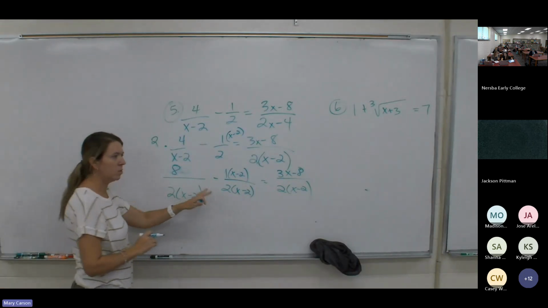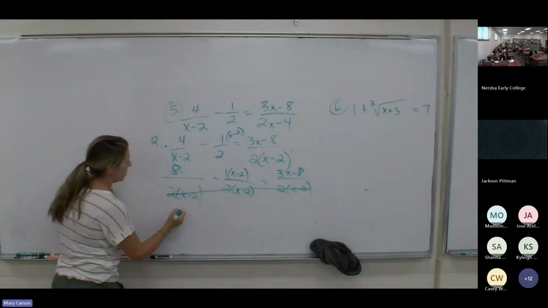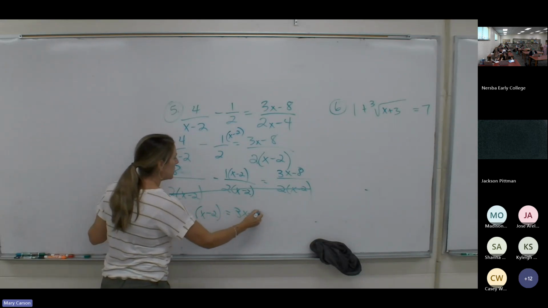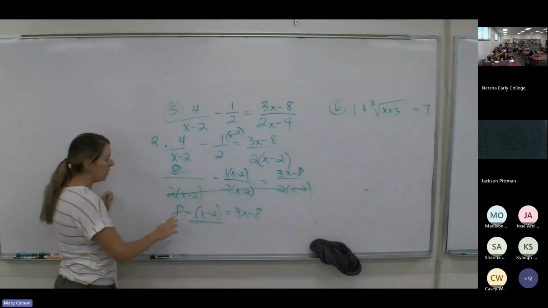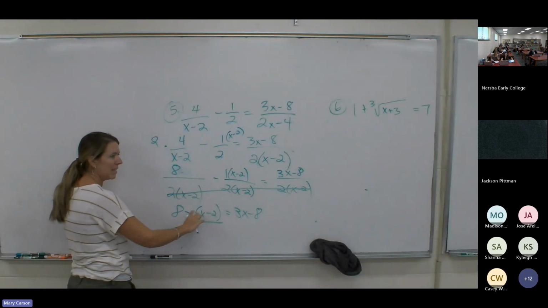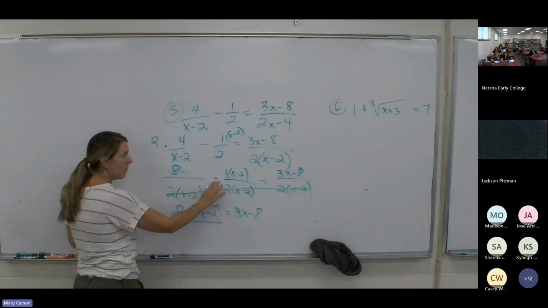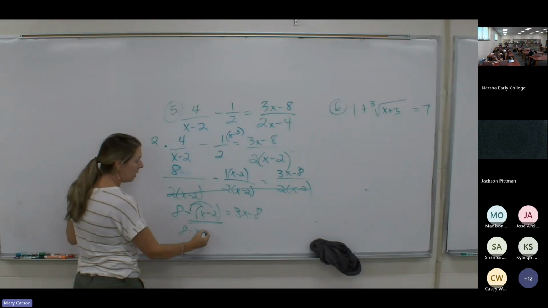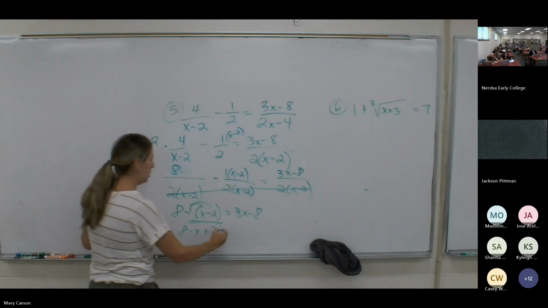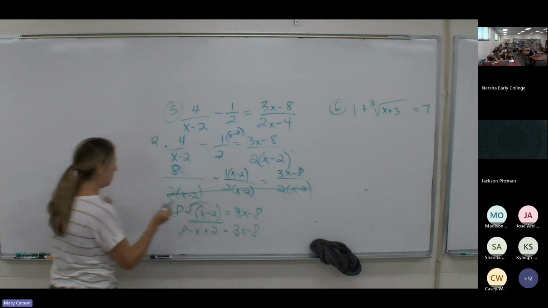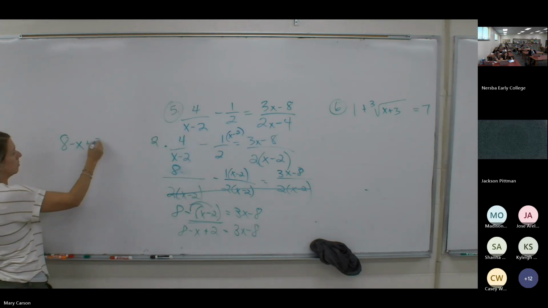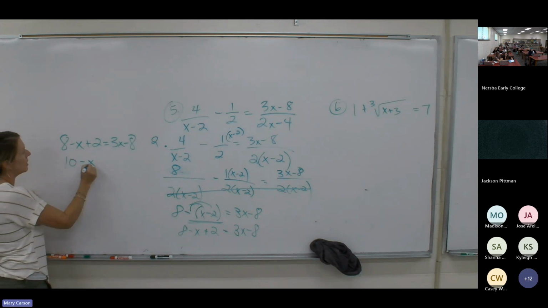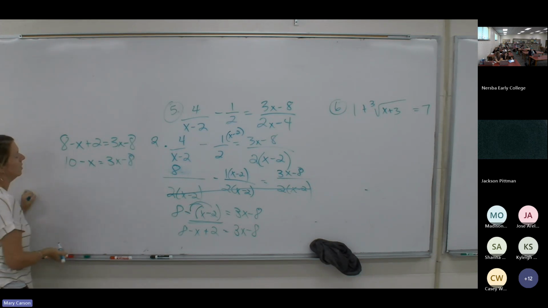All right, now the denominators are all the same, so I can cancel those out. So I'm left with 8 minus x minus 2 equals 3x minus 8. Now this is where people mess up. This negative here must be distributed to the x and the negative 2, because it's minus this whole thing. So this will be 8 minus x, and a negative times a negative makes a plus 2, equals 3x minus 8. I'm going to rewrite this over here. I've got an 8 and a 2. That's going to make 10 minus x equals 3x minus 8.